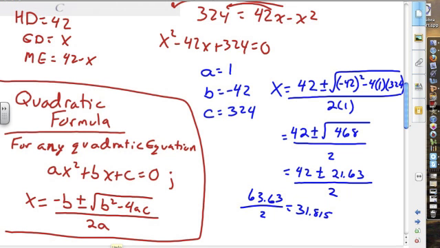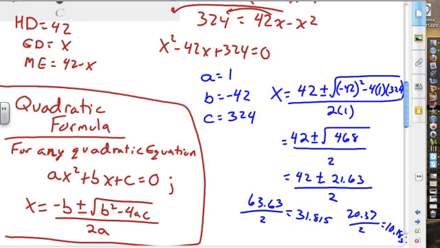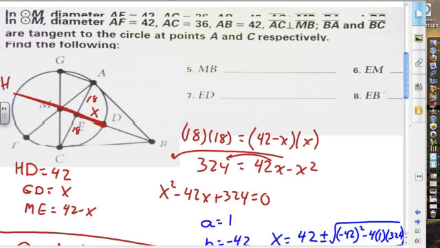So let's go ahead and subtract them. 42 minus the 21.63 gives me 20.37, divided by the 2, and I get 10.185. So I'm thinking that's probably a better estimate for my figure here, but both of them could be correct.